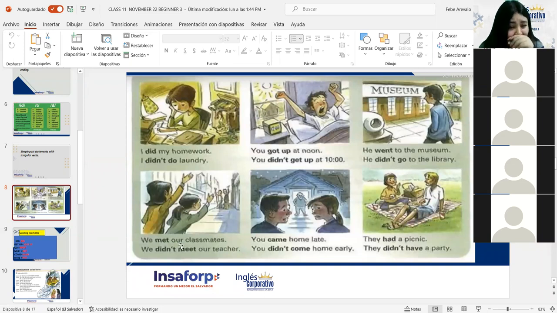We met our classmates. We didn't meet our teacher. Recuerden, si está en present, porque para el auxiliary, ustedes necesitan poner el siguiente verbo en present, right? Y cambian la pronunciation. Meet, met, right?